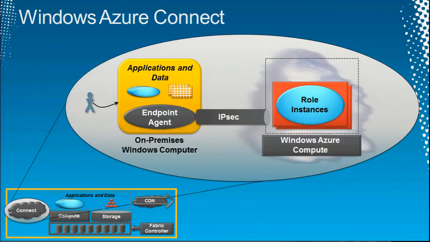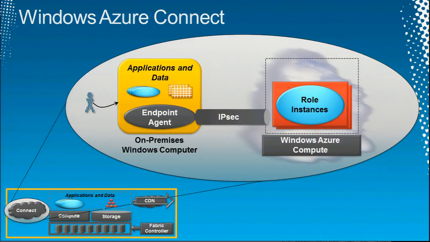So for example, if I've got my logic running on Azure, and I want the app to access a SQL Server database on-premises on that machine, Connect lets me do that with the very same connection string I'd always use. It looks like it's in the same network.